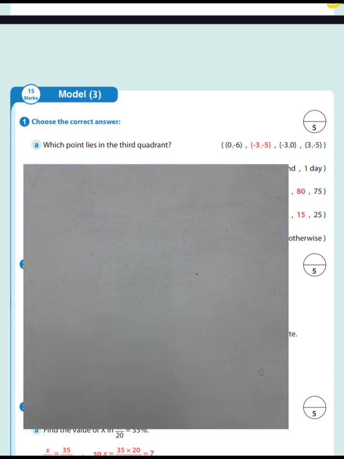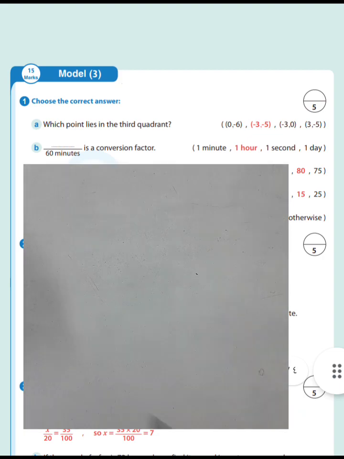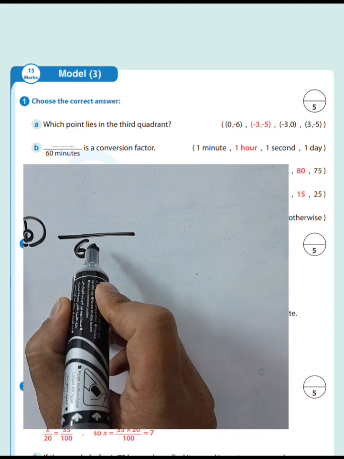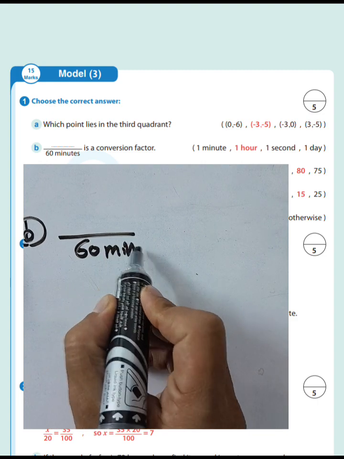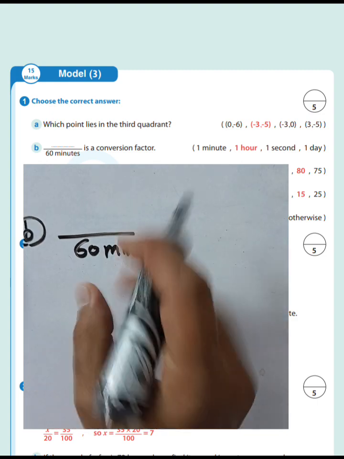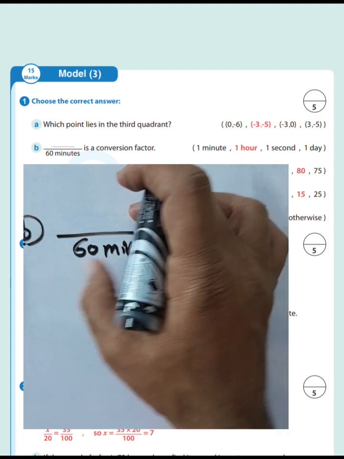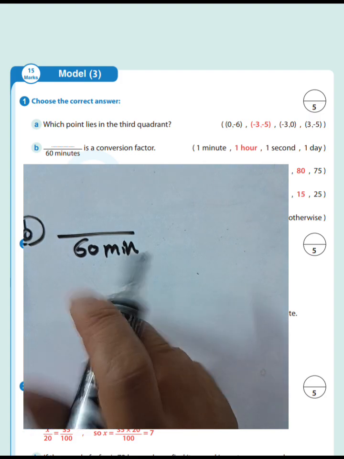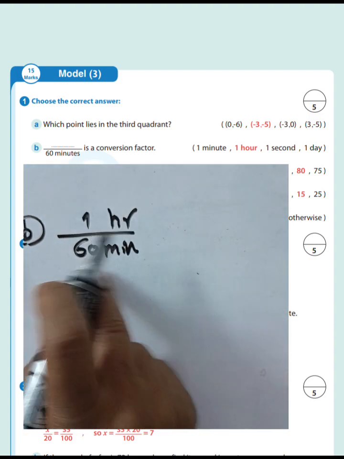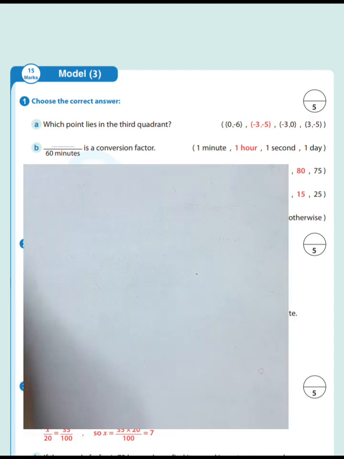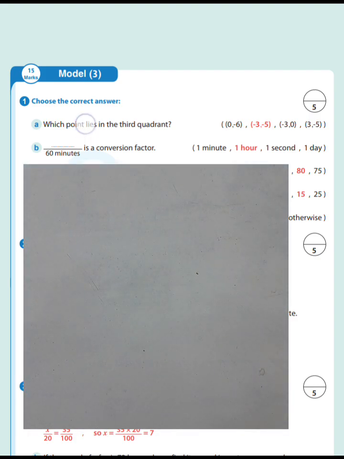Question letter B. What about space over 60 minutes as a conversion factor? A conversion factor compares two equal amounts using different units. 60 minutes equal 1 hour. Write 1 hour up. It's a conversion factor. Numerator and denominator are equal.